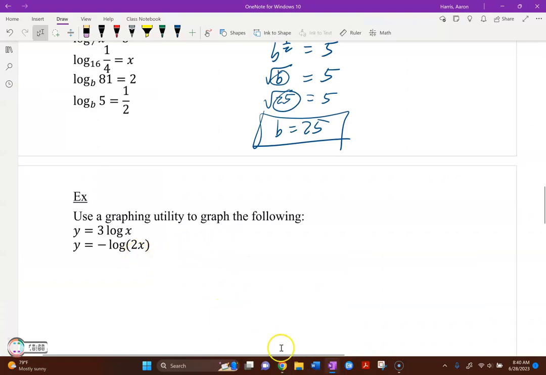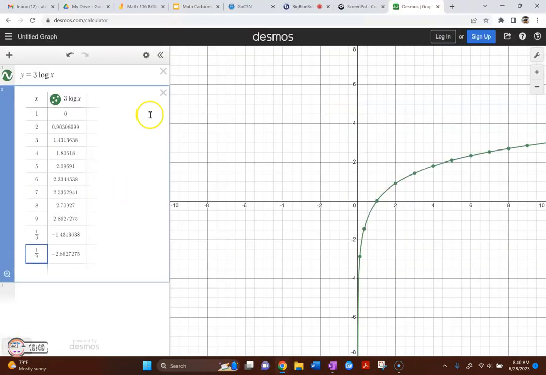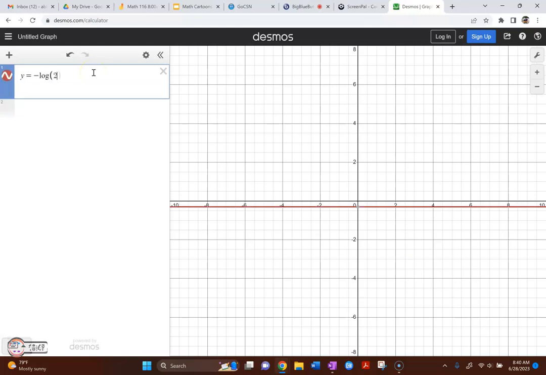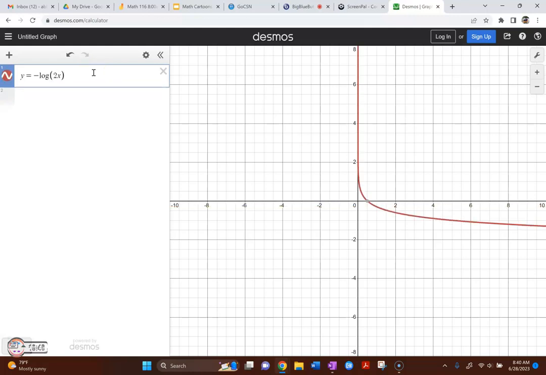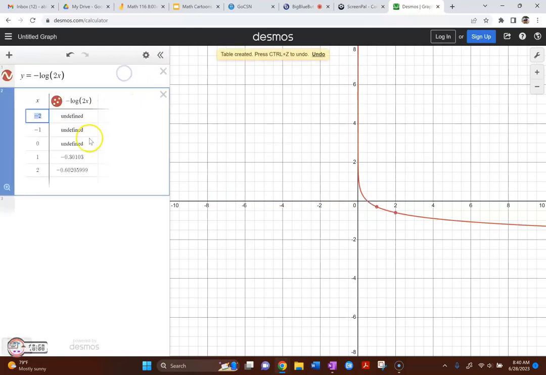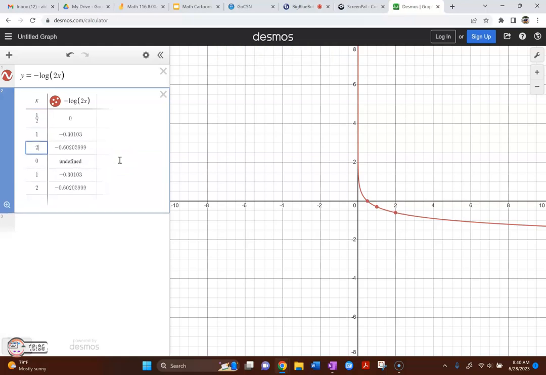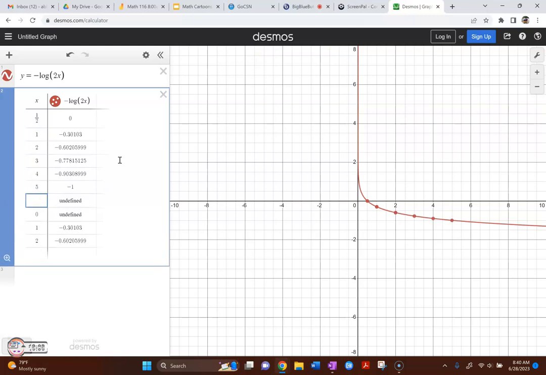Negative log of 2x. Let's graph negative log of 2x. Y equals negative log of 2x. You can see there's that point, 1/2, 0, and you can get some other points on there as well. Plug in 1, 2, 3, 4, 5, whatever you want to plug in there.